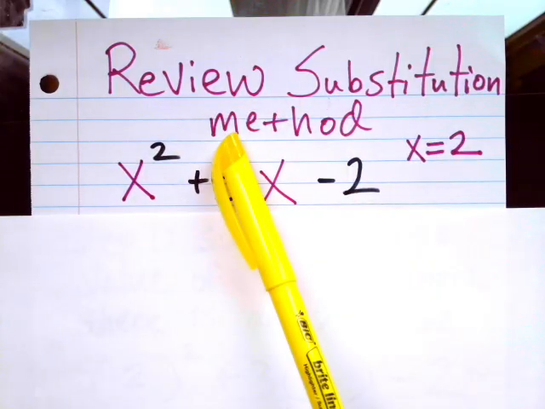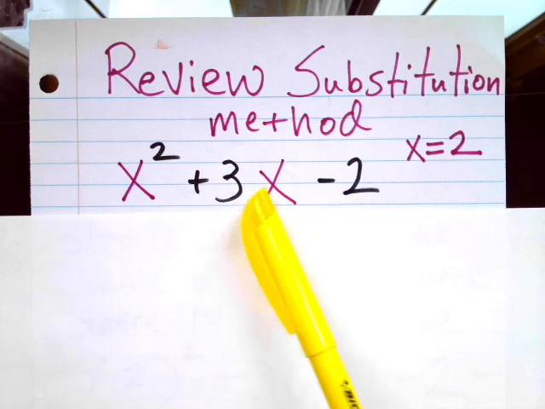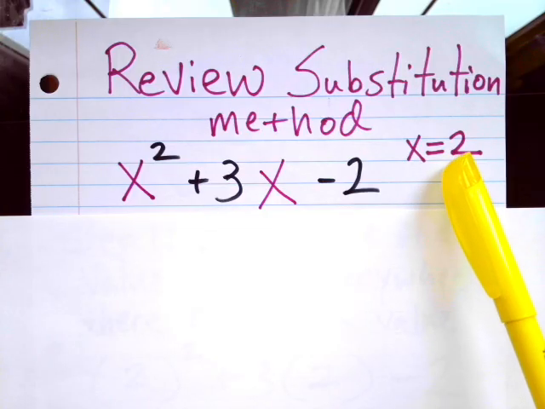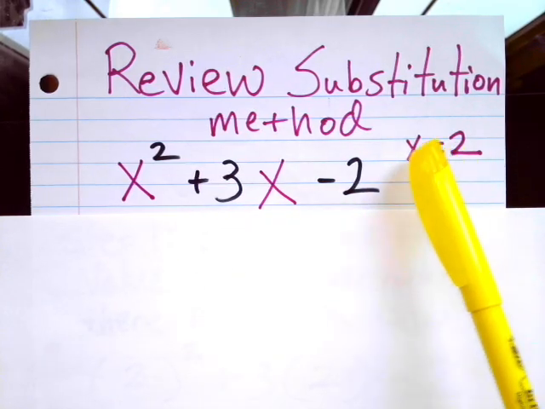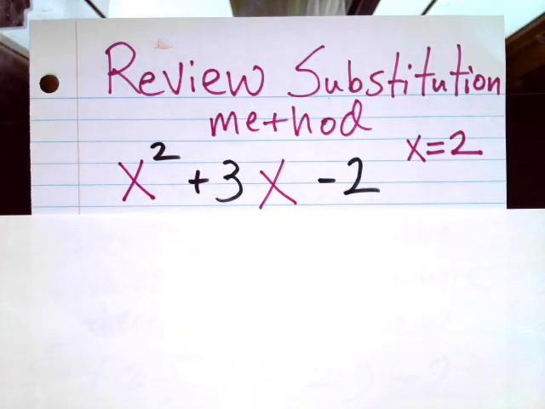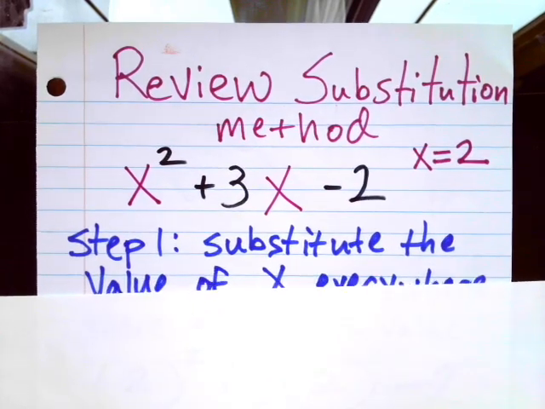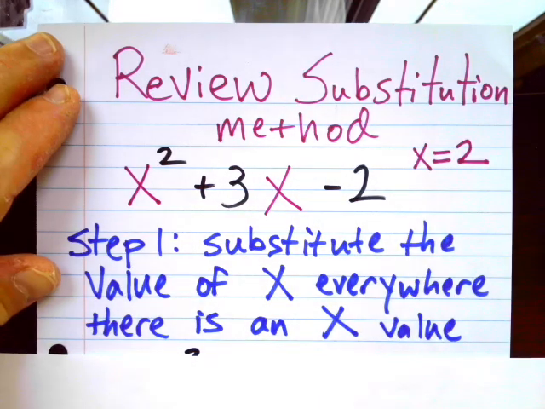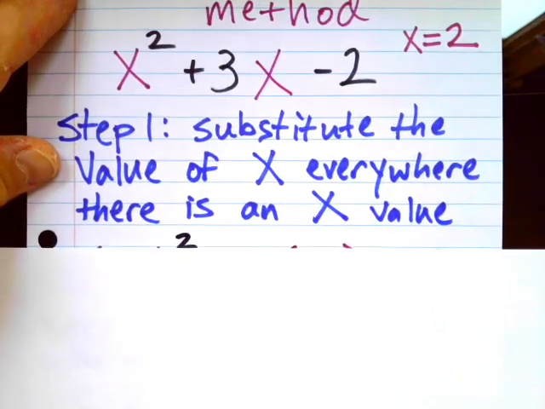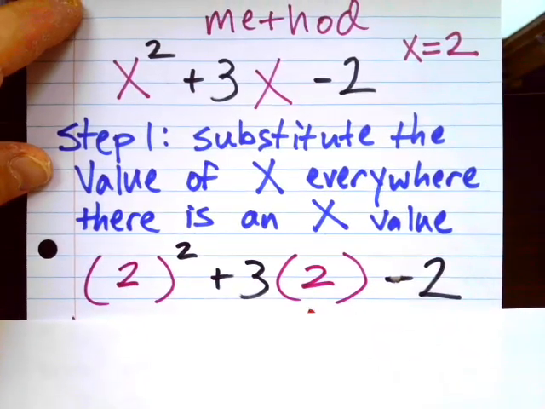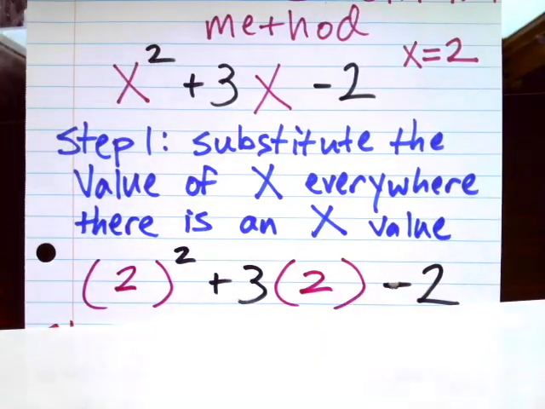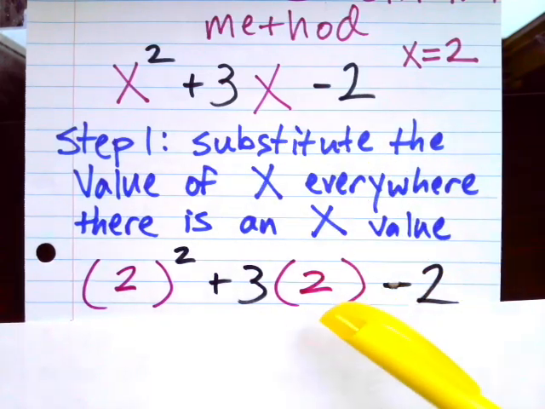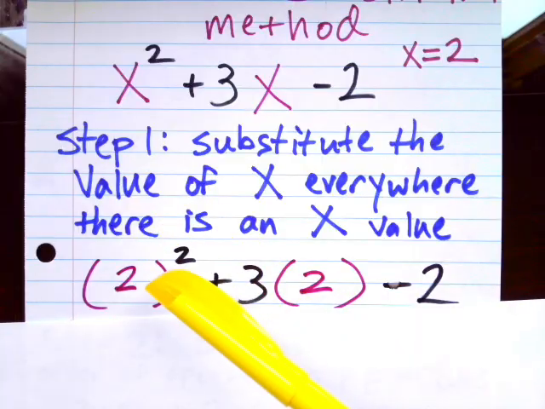Let's review the substitution method. We have an expression, x squared plus 3x minus 2, where x is equal to 2. In review, you could substitute a 2 everywhere you see x in that problem. Step 1: substitute the value of x everywhere you see an x value. You can see the original expression, and I'm substituting a 2 because x equals 2.